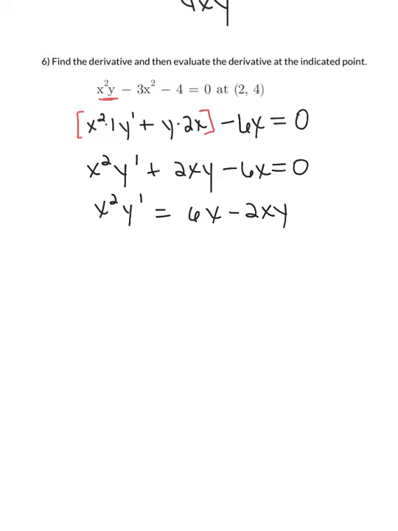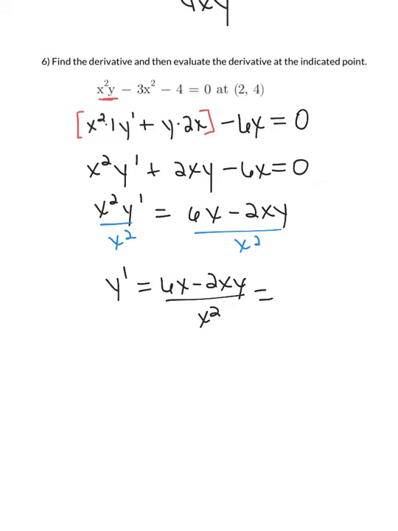Now we need to divide both sides by x squared. So we're going to have y prime equals 6x minus 2xy over x squared. This can be simplified because there is an x in every term. So take one x out of every term, you would have 6 minus 2y over x as the simplified version of the derivative. So we found the derivative, which was the first part of the directions.